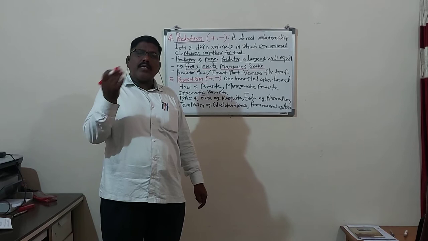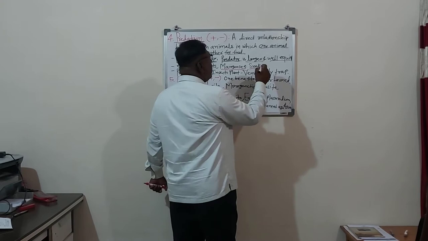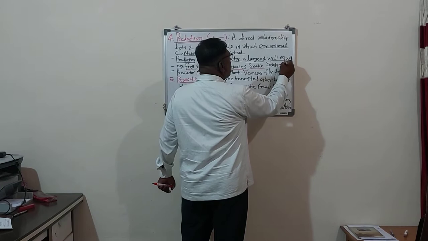If you are observing the snake and rat. Snake and rat. Mouse. Here snake is the predator and rat is the prey.